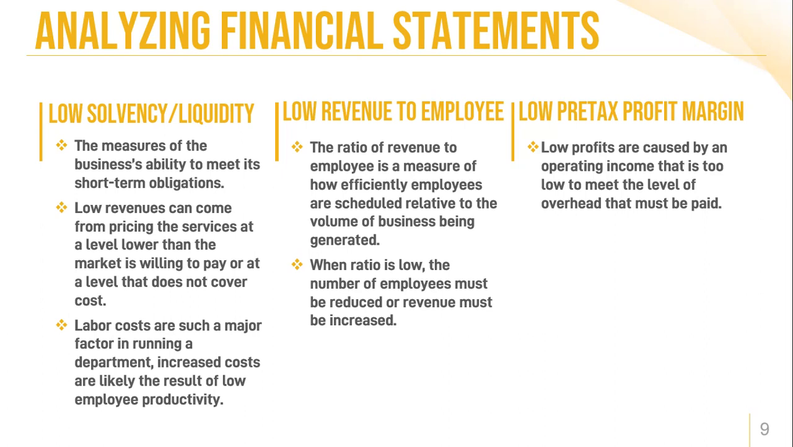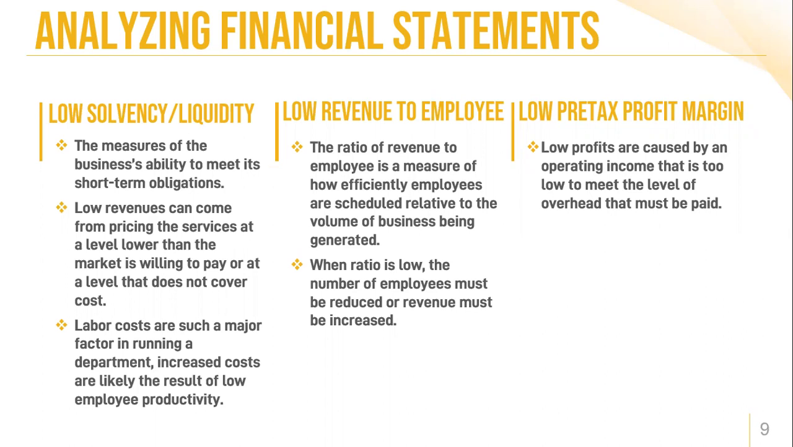So number 2, we go to the next, low revenue per employee. The ratio of revenue to employee measures how efficient the employee is. If one employee can bring only 10 ringgit, but you are actually expecting the employee to bring 20 ringgit in revenue, then this is the problem. That is low revenue per employee.